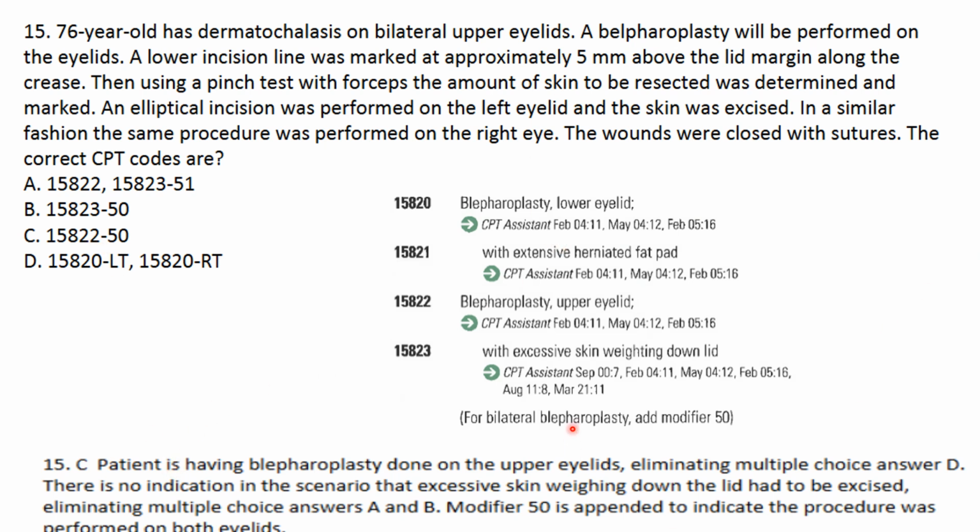In our patient, in the case documentation, there is no mention of excessive skin weighing down the lid. So 15823 is not the correct option, and that will help me to eliminate option A and option B. They have just talked about a bilateral upper eyelid blepharoplasty. So that is 15822, and since it is carried out bilaterally, we have the guideline for bilateral blepharoplasty, add modifier 50. So I'll be adding modifier 50, and that's why C is the correct option.